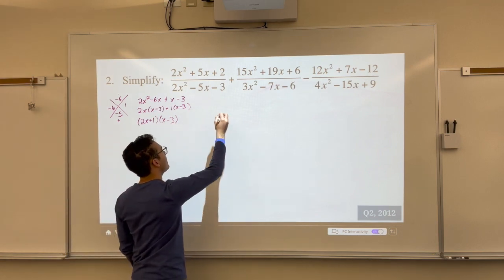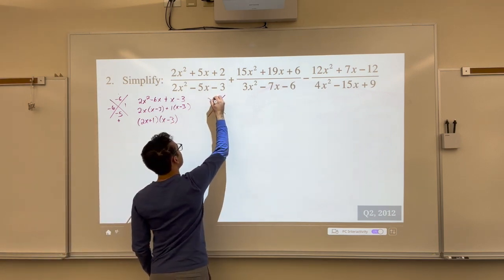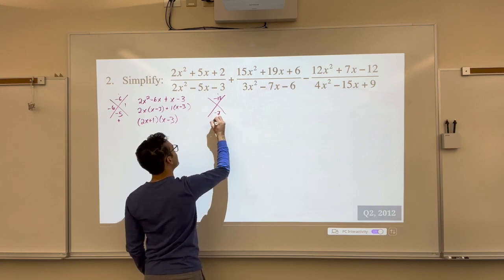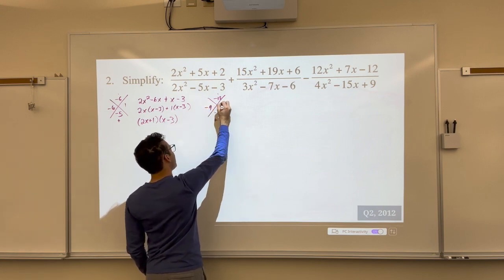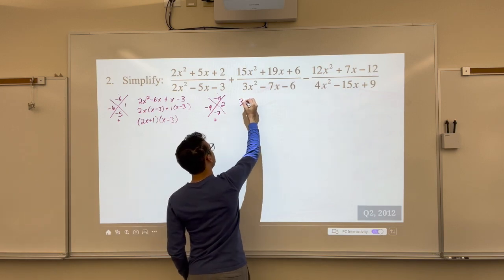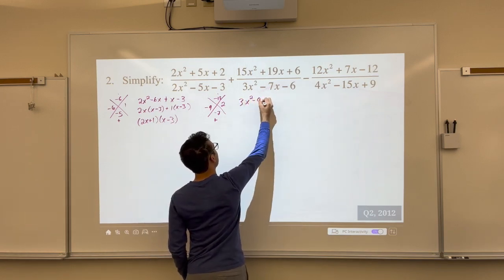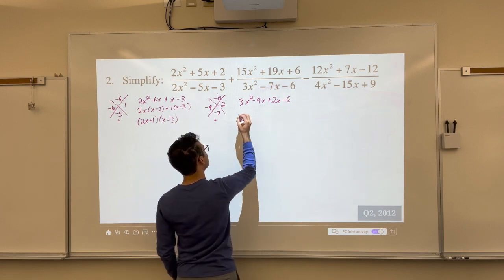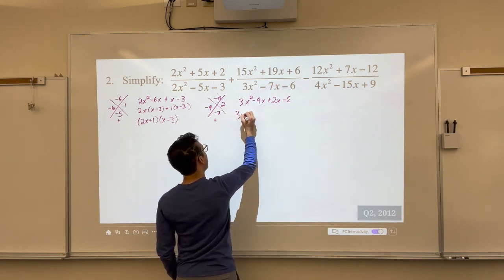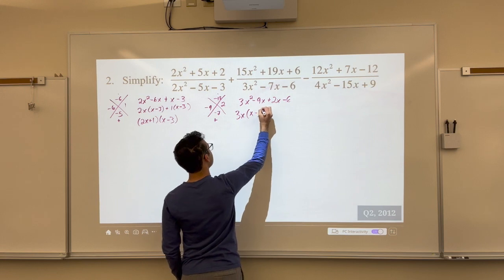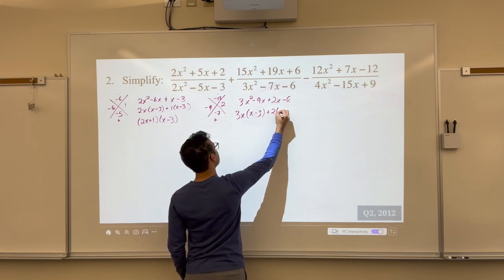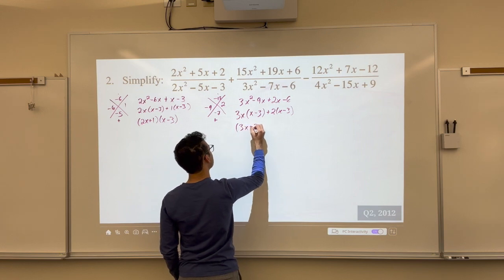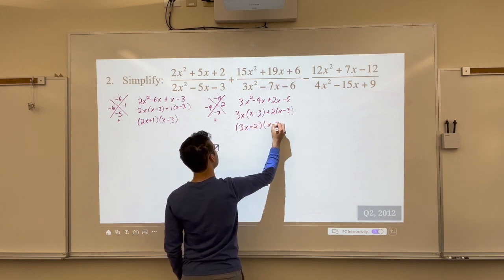Moving on to this denominator, we need to multiply to negative 18 and add to negative 7. So that's going to be negative 9 and positive 2. So it would be 3x squared minus 9x plus 2x minus 6. Go ahead and pull out the common factors. It would be 3x times x minus 3 plus 2 times x minus 3. And so that would end up being 3x plus 2 times x minus 3.